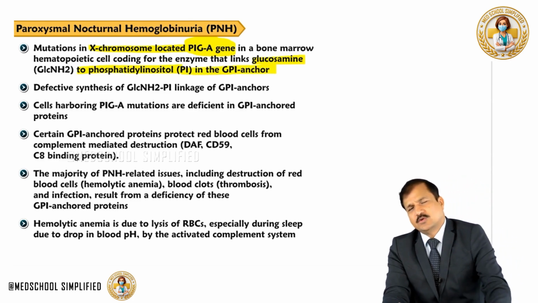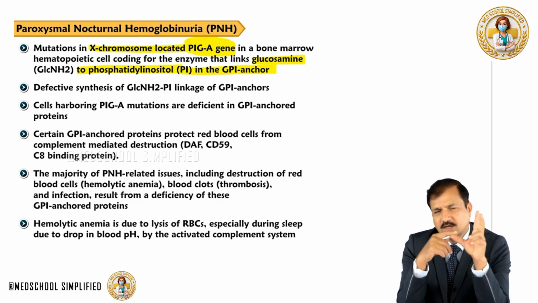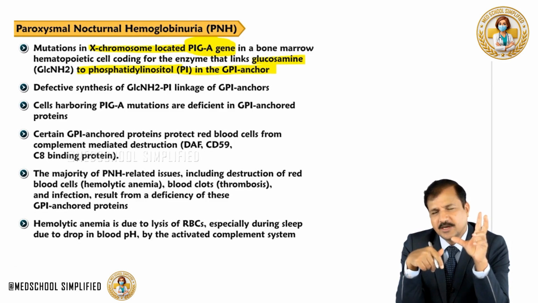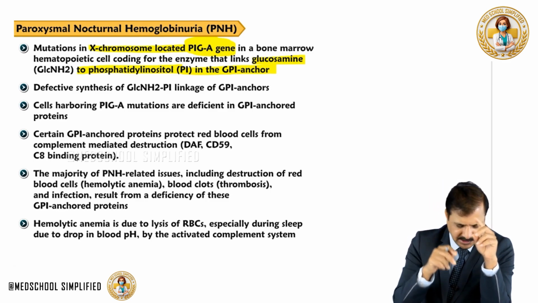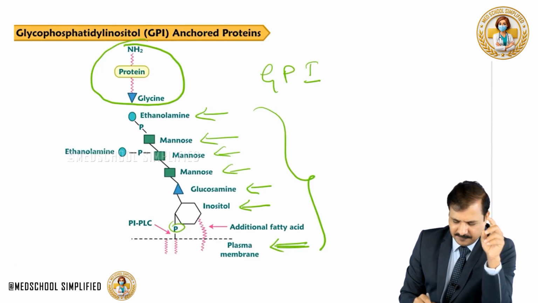Because I have shown you in the previous slide that the GPI anchor has a fatty acid attached to the membrane, let me take you back to that slide. Here it is. As you see, there is a fatty acid attached to the plasma membrane, inositol which is phosphorylated, and then we have glucosamine.